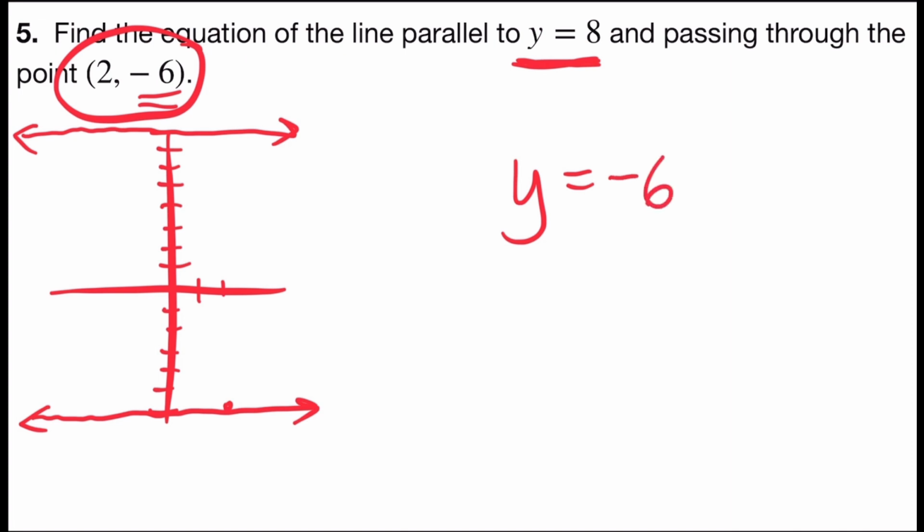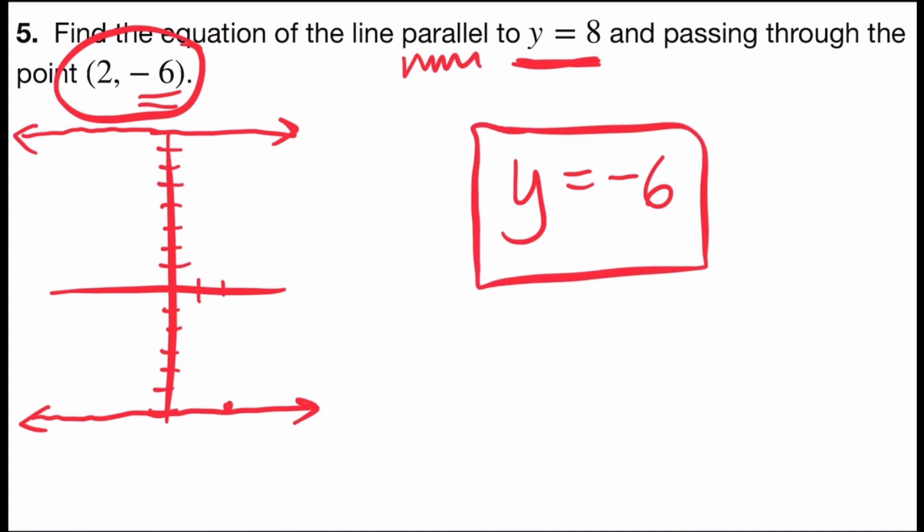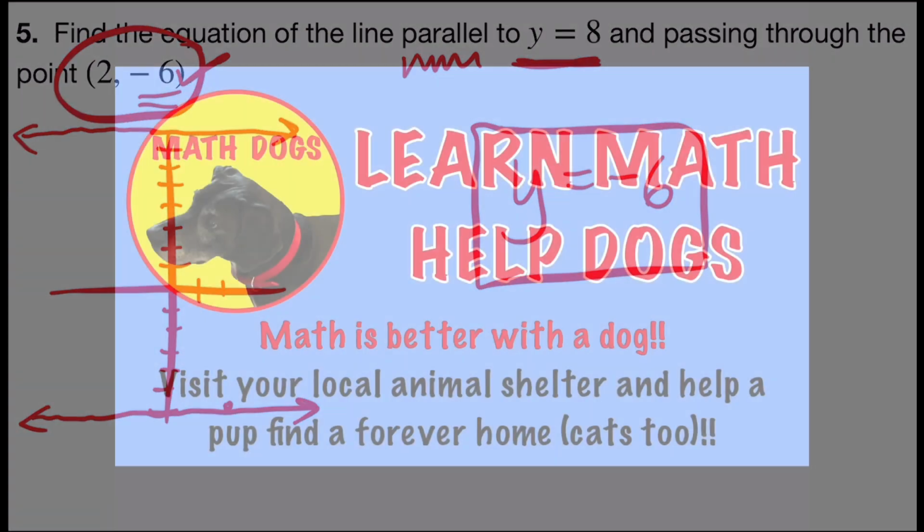So the easy way to do these problems is if you see parallel to and it's a horizontal or vertical line, all you have to do is write the same equation with the same coordinate. In this case, y equals negative 6.